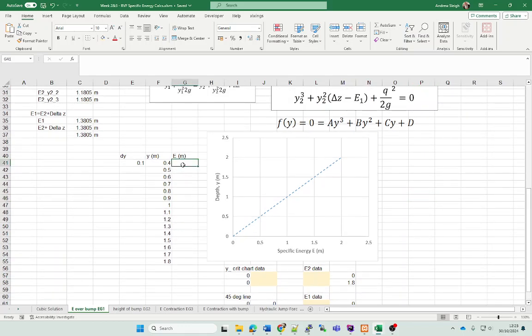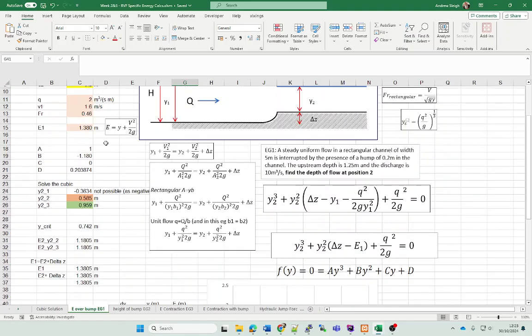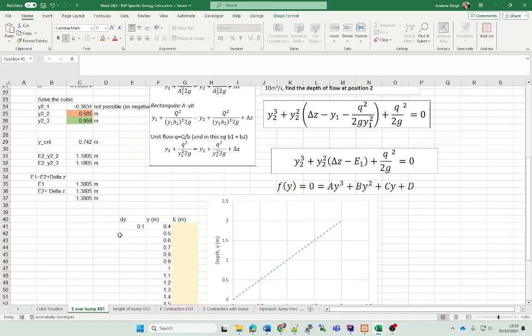The first thing to do is complete this column. I'm going to colour that in this colour just to indicate this is data that we need to put in there. I've chosen a range of y from 0.4 to 1.8, so y is going up the screen here. We want to calculate the energy for these values of y, and energy is just our normal energy calculation, y plus v squared over 2g, and I can just put this here so we know what y we're calculating.